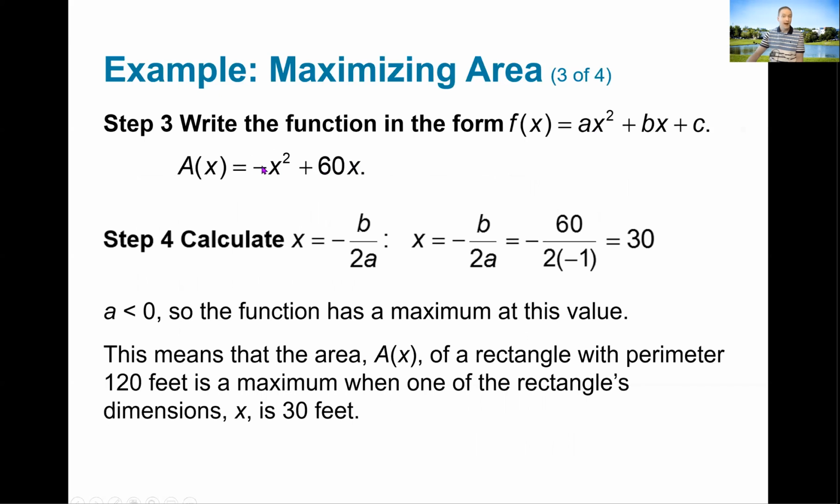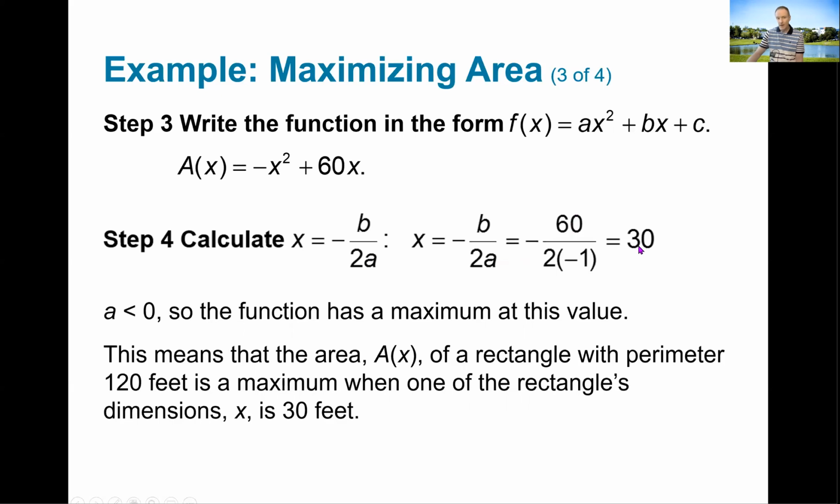Clearly, I know that I will be finding a maximum because this is a negative quadratic. The vertex is going to be a high point. So I calculate where that high point occurs. The x value of the vertex is going to be at negative b over 2a. That's going to be negative 60 over 2 times negative 1. That's negative 60 over negative 2, which gives me positive 30.